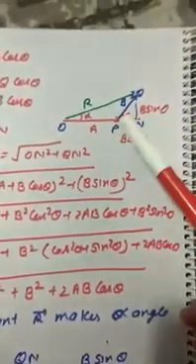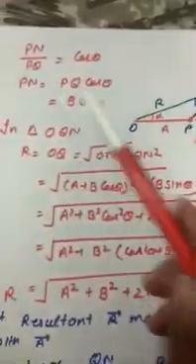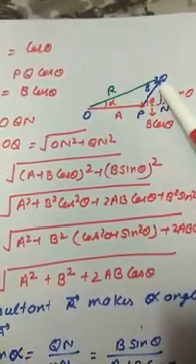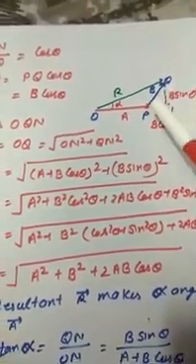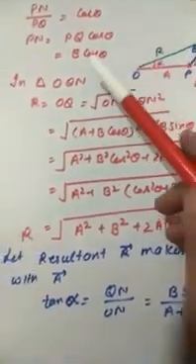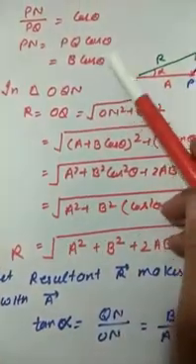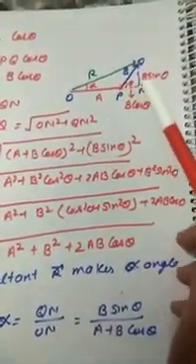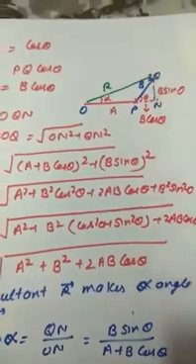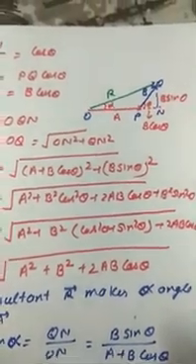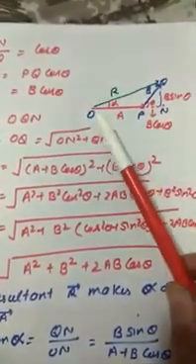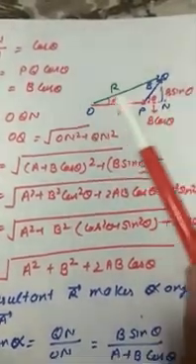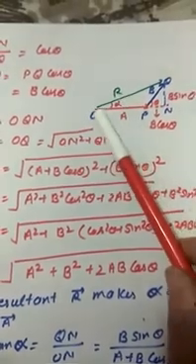And in the triangle PQN, PN upon PQ is equal to cos theta. And PN is equal to PQ cos theta, that is B cos theta. Means this is B cos theta and this is B sin theta. Our purpose is to find the value of R. Look at this triangle, it is a right angle triangle. By Pythagoras theorem, what is OQ?